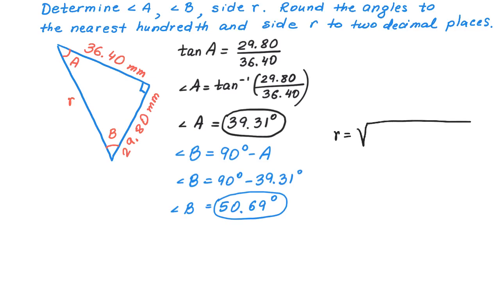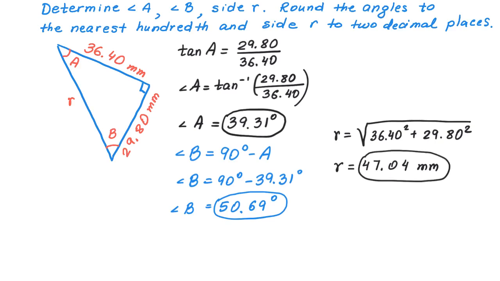one side squared plus another side squared, 36.40 squared plus 29.80 squared. We will round the result to 2 decimal places and we will get 47.04 millimeters. Now we finished this problem because we found angle A, angle B, and side R.